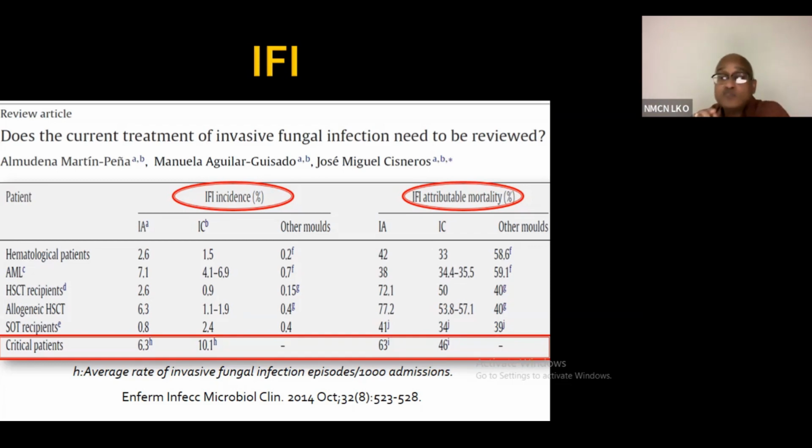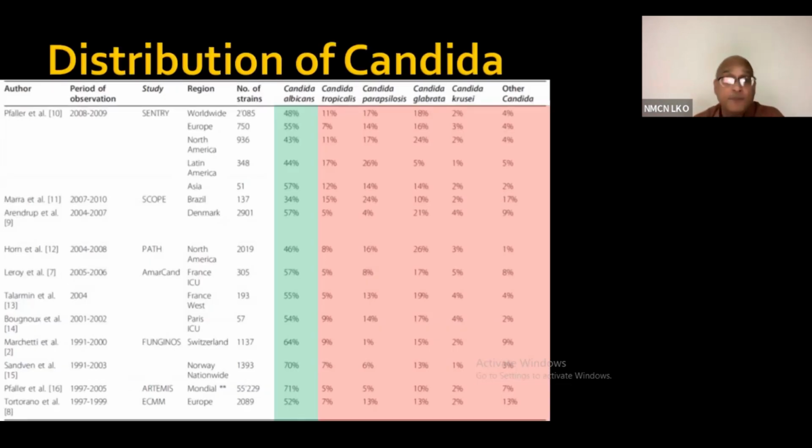And if you look at those numbers below, for critically ill patients, invasive aspergillosis attributable mortality is 63%. That's huge. You look at invasive candidiasis, it's almost 50%. So again, that is huge. Therefore, I'm telling you invasive fungal infections in critical care make a lot of sense, make a lot of treatment changes, make a lot of stewardship aspects. When I go through the slides, I will talk about them.